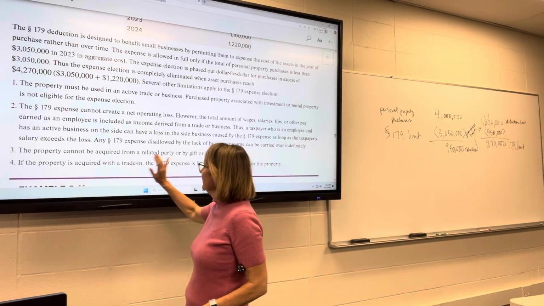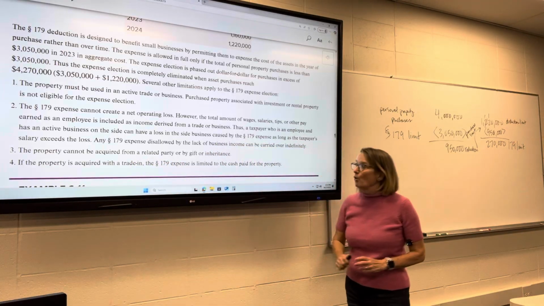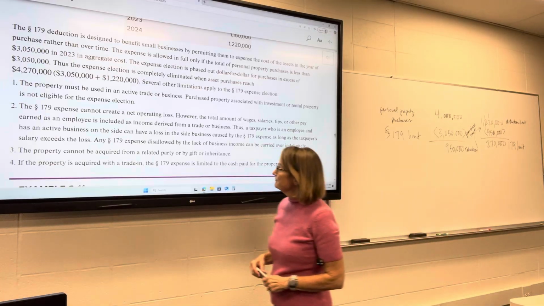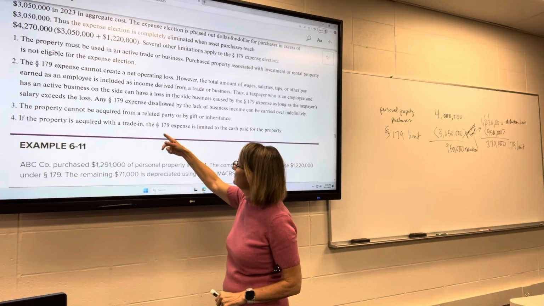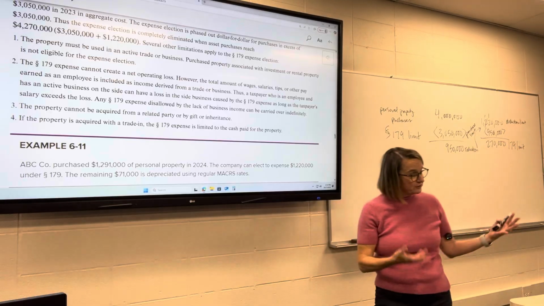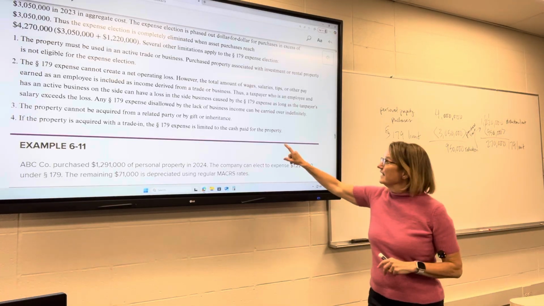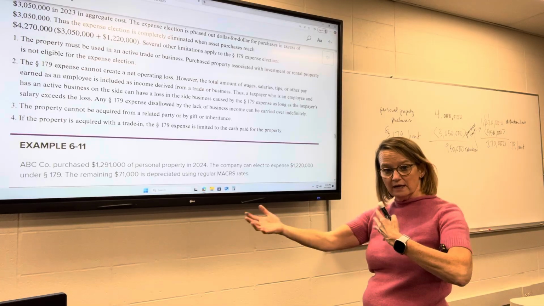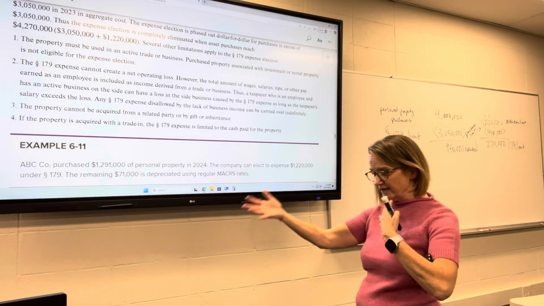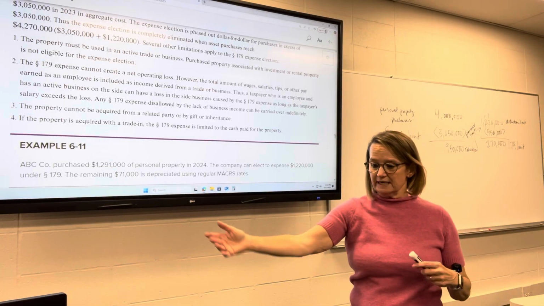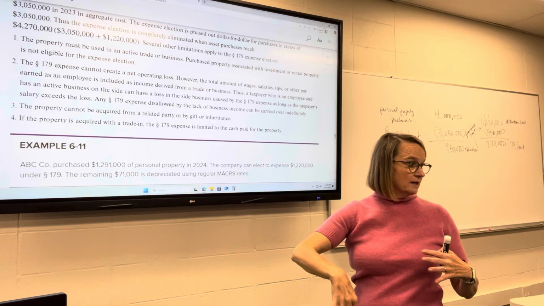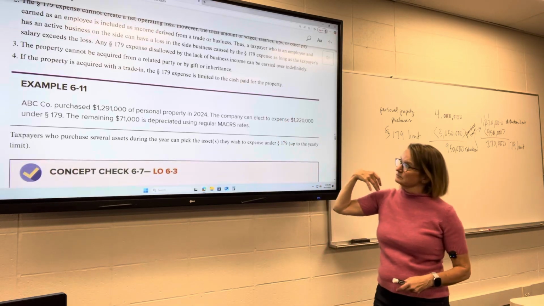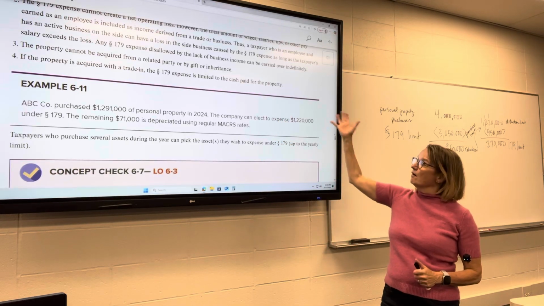Also, you can't acquire the property from a related party or by gift or inheritance. You have to purchase it, right? It can be acquired with a trade-in, but then the limit on that is the amount of cash that you actually paid for it. So the value of what you're trading in doesn't apply. It's only the amount of cash that you actually spend on the purchase.